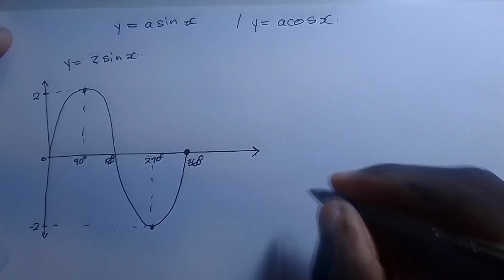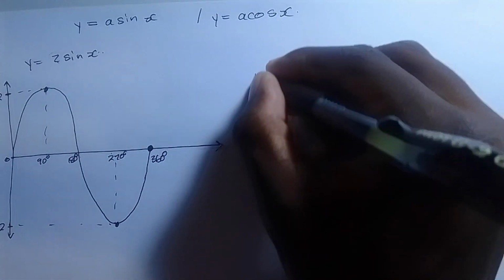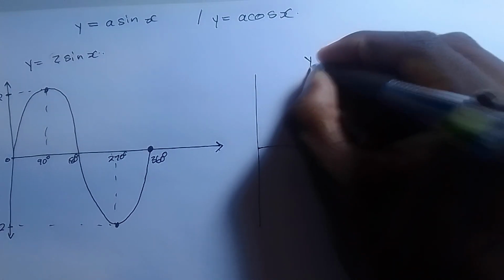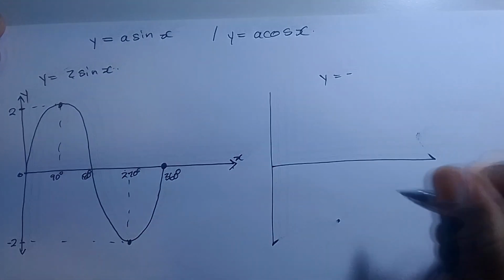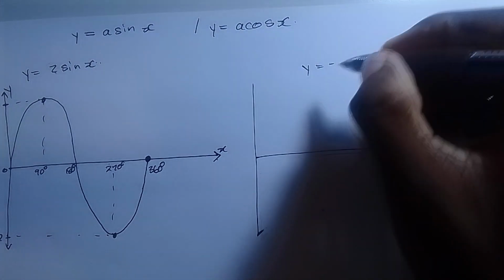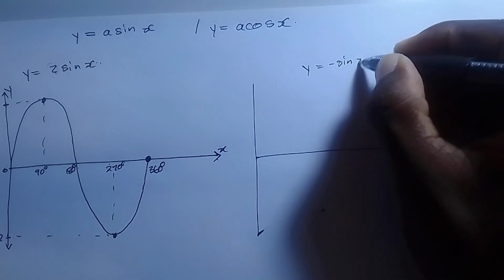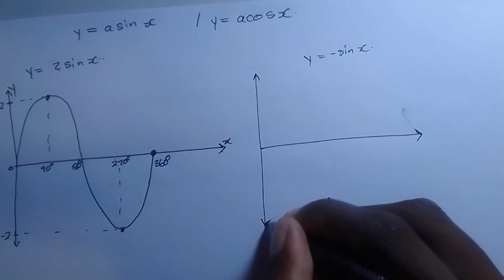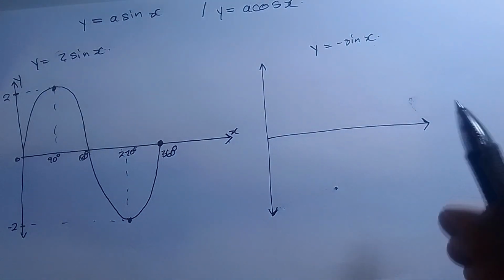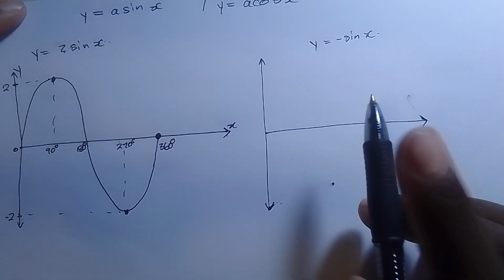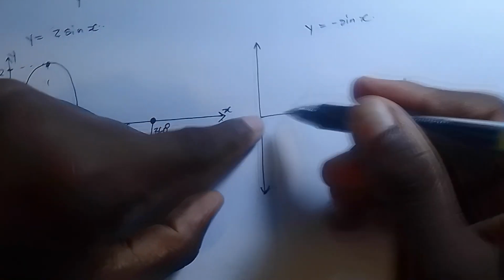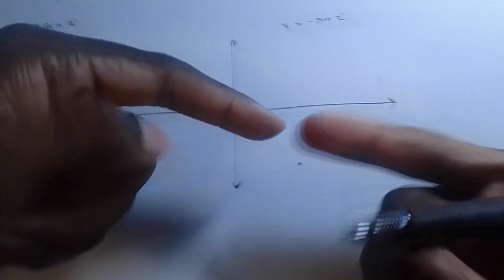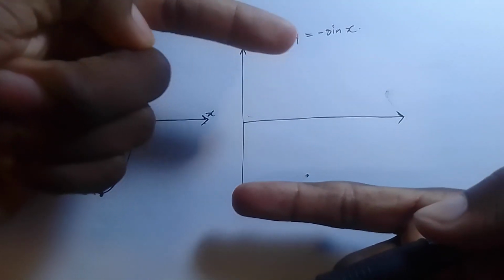Now let's move on to sketching y is equal to negative sine x. This is y, this is x. For y is equal to negative sine x, it's going to look the same as the mother graph, except it's going to be reflected about the x-axis. So it's going to be upside down.